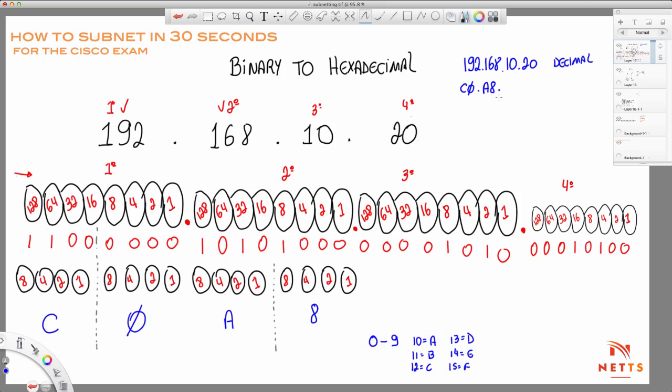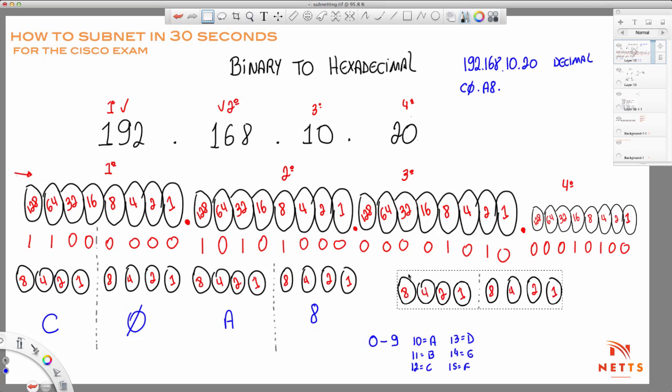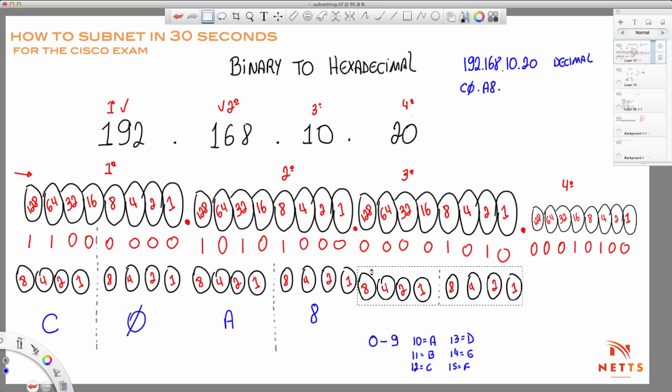Let's go for the third one. We're going to use the first quartet. It's 8 plus 2. These two are turned on, so 8 plus 2 is 10, which is the letter A. And the next one is all zeros, so it's 0A.